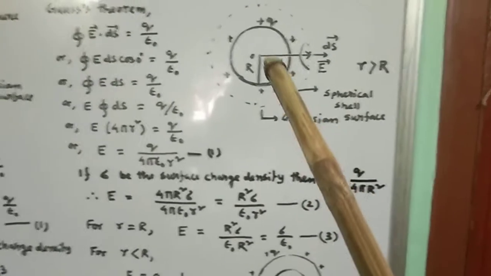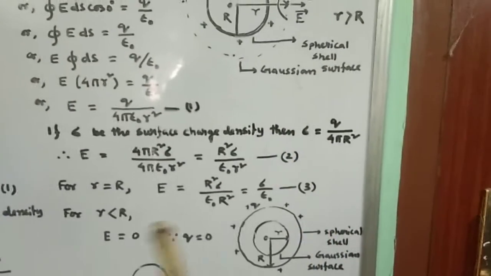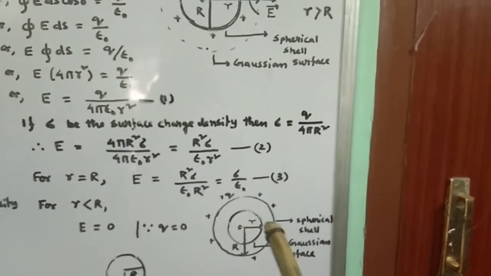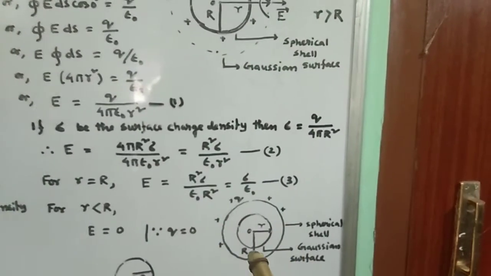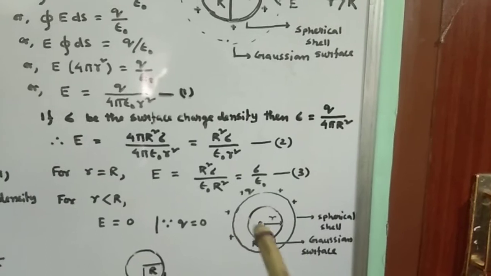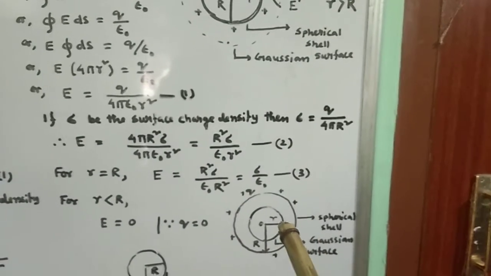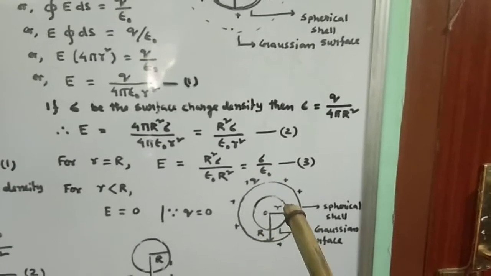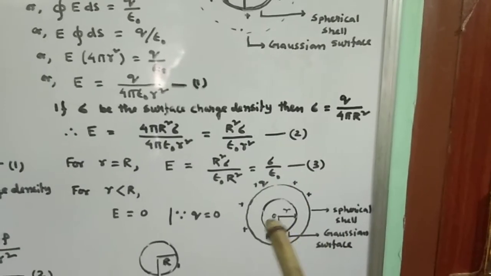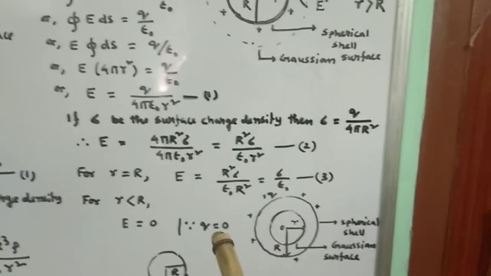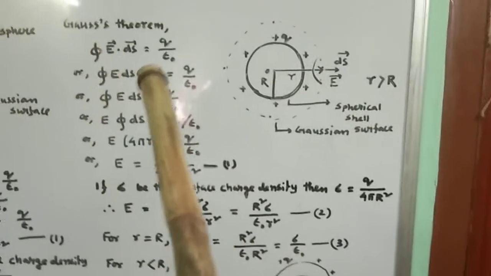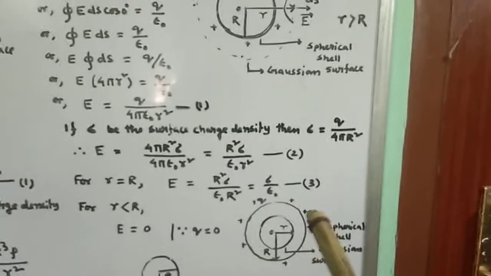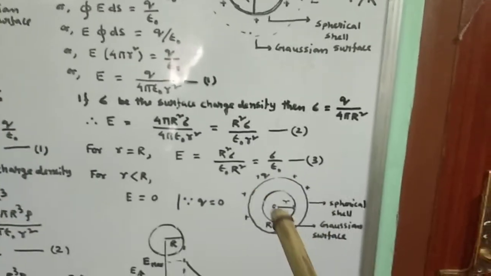Now if you have to define the field intensity inside the spherical shell, here small r is less than capital R. This is the diagram. This is your spherical shell, this is your Gaussian surface, and at this point you have to define the field intensity. Basically, inside the spherical shell there is no charge. Charge does not reside there, so q equals 0. Using Gauss's theorem with q equal to 0, ultimately you will get E equal to 0. So you can say that there is no field inside the spherical shell.